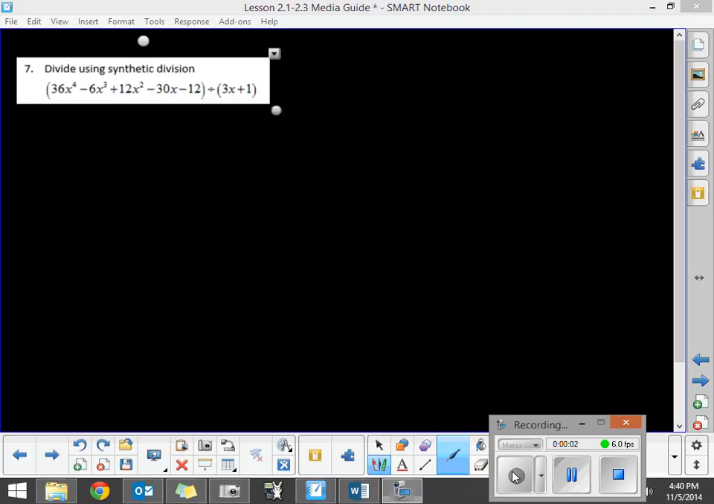Number 7, what I'm asking you to do is divide using long division. That's all you really had to do. So what I want to do is make sure I take all the coefficients, 36, negative 6, 12, negative 30, negative 12, and I want to divide those synthetically by the 0, not the factor.